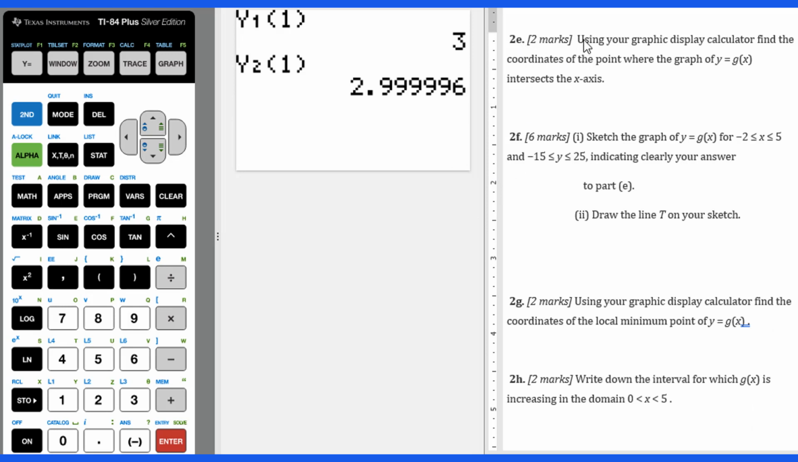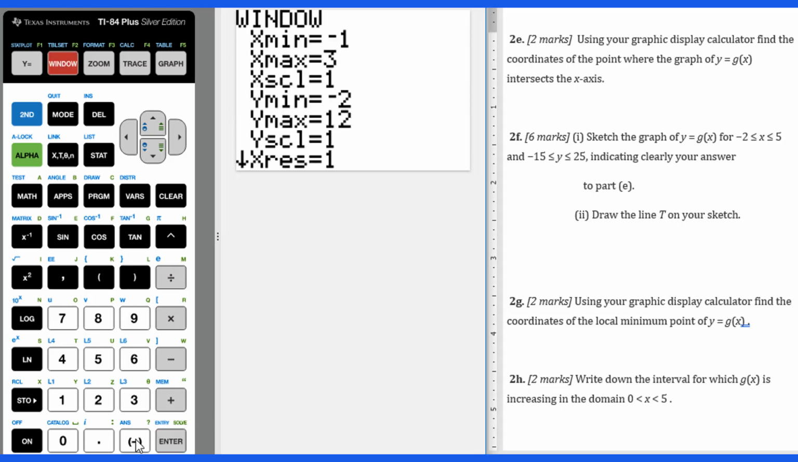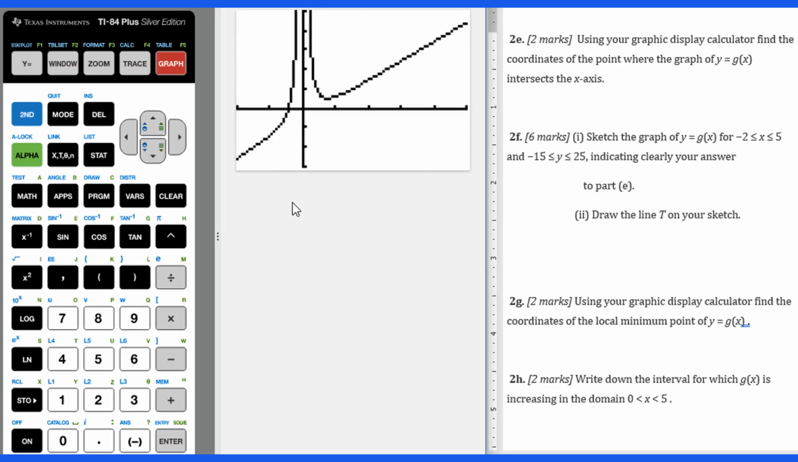Now let's go to 2e. Using your graphing calculator to find the x-intercept, you are given this domain for the 2f. Therefore, we go to this window. Let's change into this, -2 and 5. Then we have -15 and 25. For the scale, since I have 15, 25, you can put the 5 here. So you can sketch the graph this time.